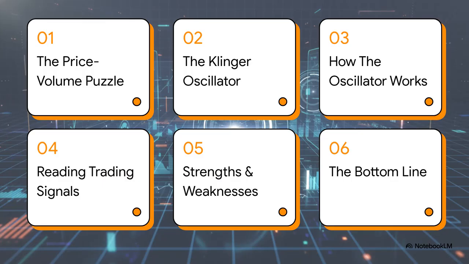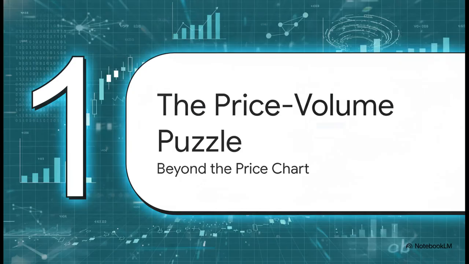So here's how we're going to break it all down. First, we'll talk about the fundamental puzzle that the Klinger Oscillator was created to solve. Then we'll introduce the tool itself and get into how it actually works. After that, and this is the important part, we'll learn how to read its signals. And finally, we'll wrap up by covering its strengths and weaknesses so you get a really balanced picture of where it fits in.